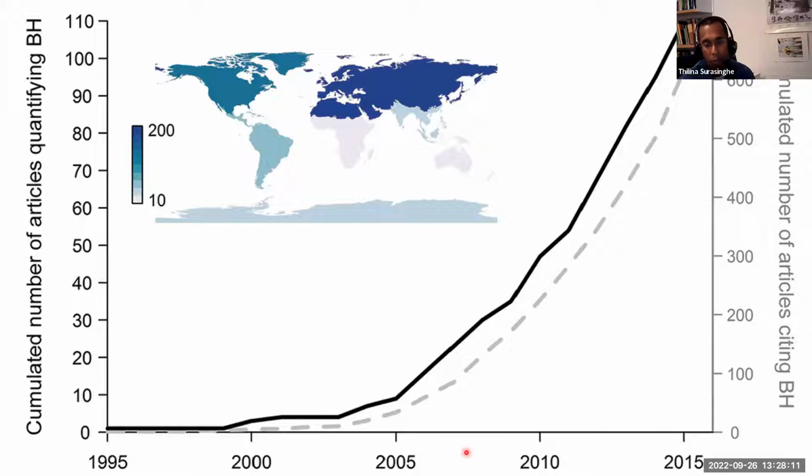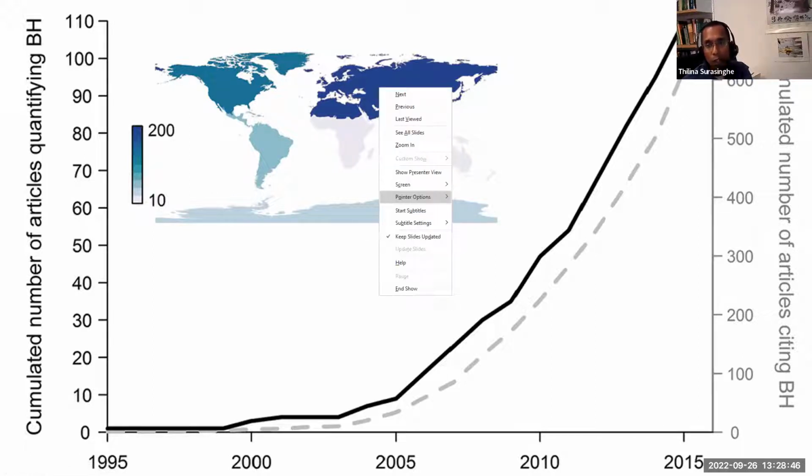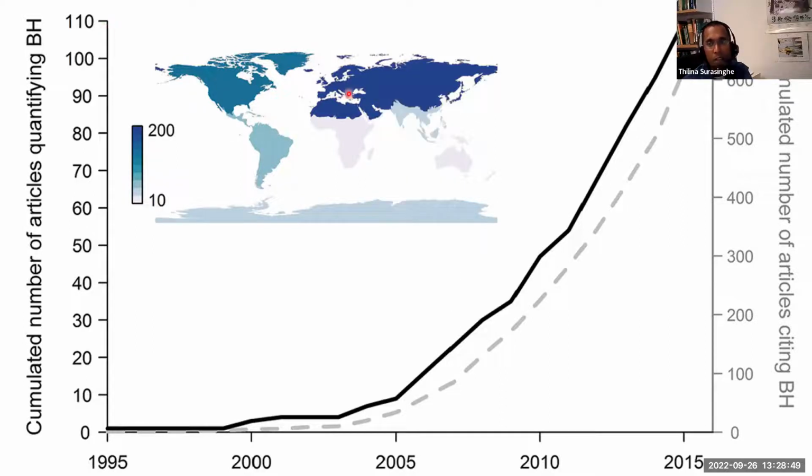Right. So here, on the x-axis, we are looking at time. On the y-axis, we are looking at the total number of papers, articles quantifying biotic homogenization. And then on the flip side, you are looking at the number of articles citing biotic homogenization. So we interestingly see that the publication trend and the citation trend follow very closely. So it's interesting to see that we in the scientific community are interested in studying this phenomenon. And also look at global trends.